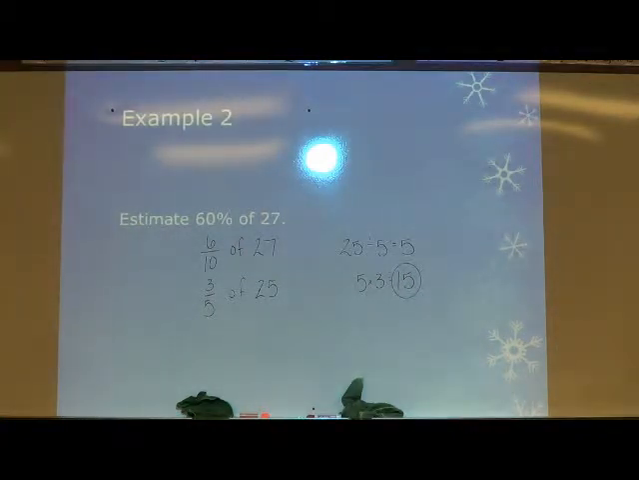Again, is it exactly 15? No, it's not. This is an estimation. It's a guess. We rounded it a little bit to make it easier on ourselves. So we're saying about 15. We don't know for sure exactly. I mean, we could figure it out. We're not there yet. We will figure that out exactly one day, but not for now.